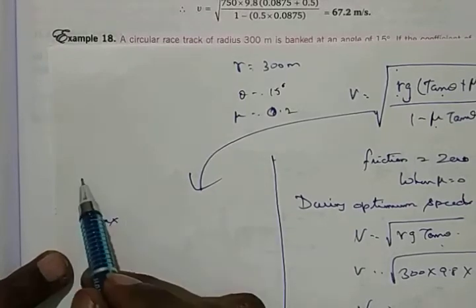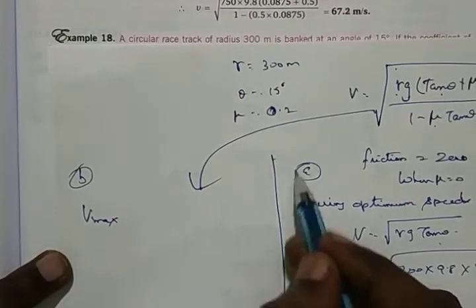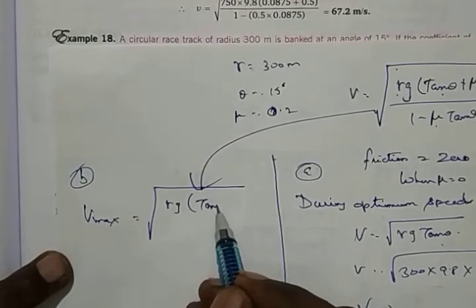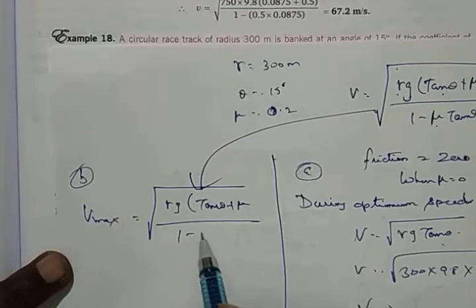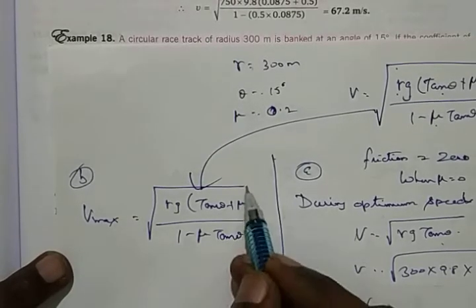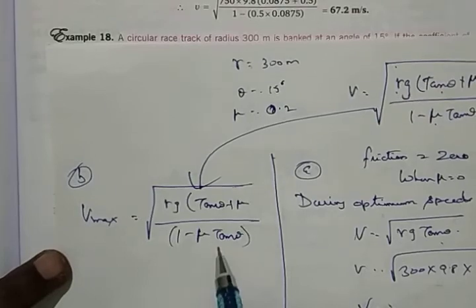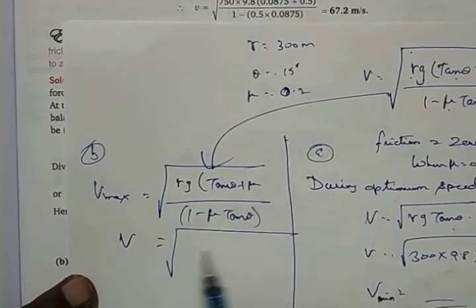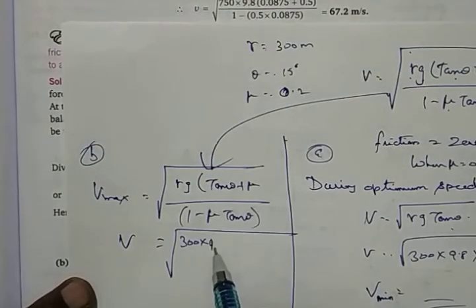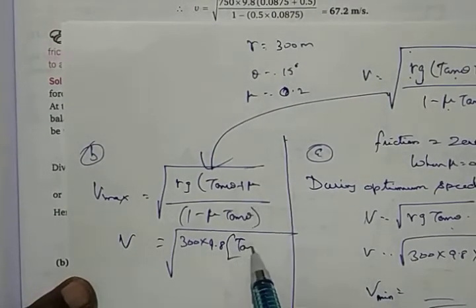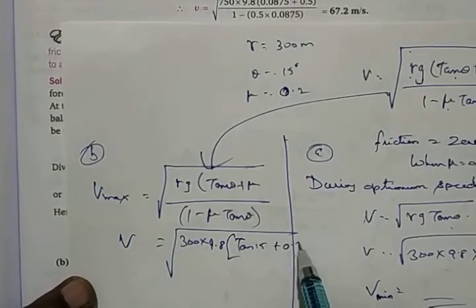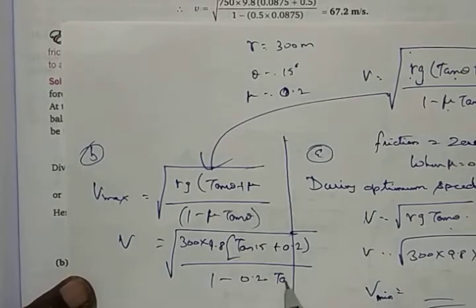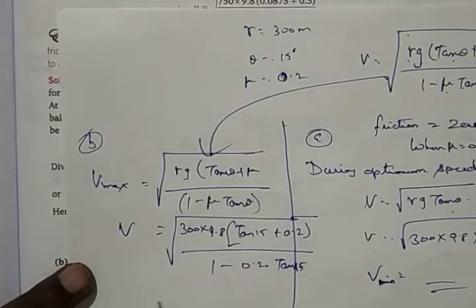So the maximum speed, the B part of the question; this is the A part of the question, B part of the question is v equals the square root of r g times tan theta plus mu upon 1 minus mu tan theta. Remember children, this was already taught in the derivation. It's a big derivation we saw, and that same final formula is coming again and again. So v max is going to be equal to, substitute 300 into 9.8 times tan 15 plus 0.2 upon 1 minus 0.2 into tan 15. So this is a big calculation.